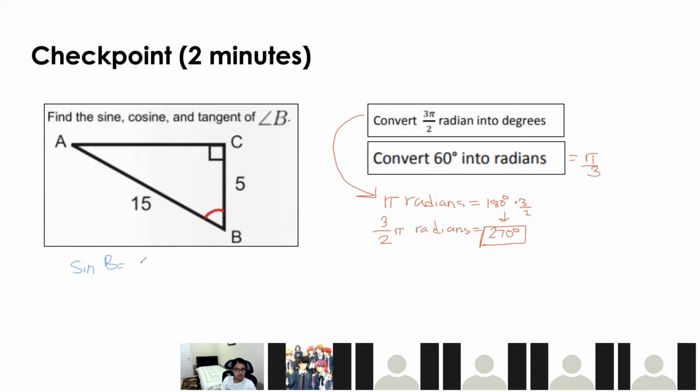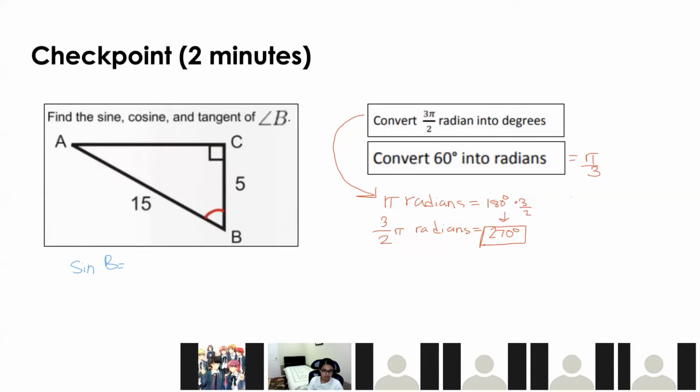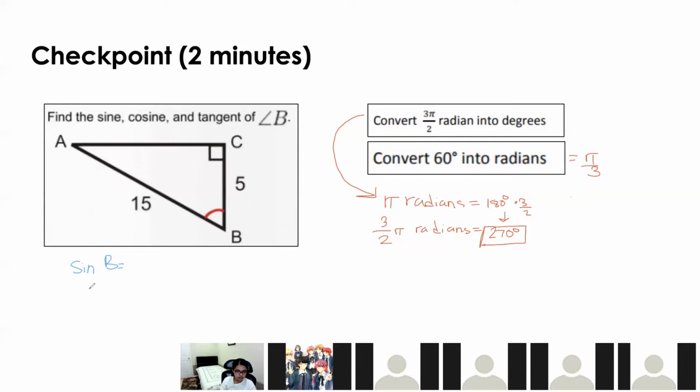So does anyone want to explain this problem? I think you guys can use the whiteboard or the chat. Okay, Matthew, you can explain it. So using the Pythagorean theorem, we can basically find out that AC equals 10. Wait, is that right? No, that's not right.